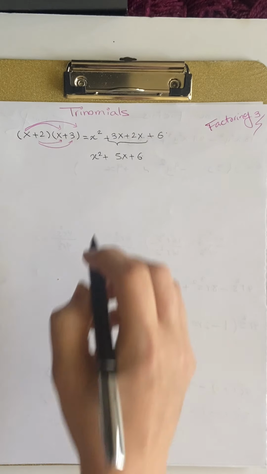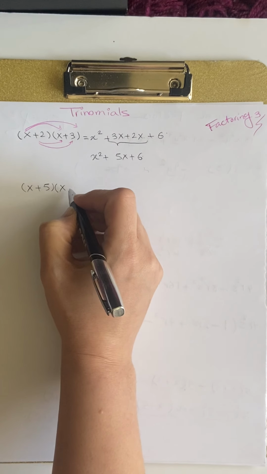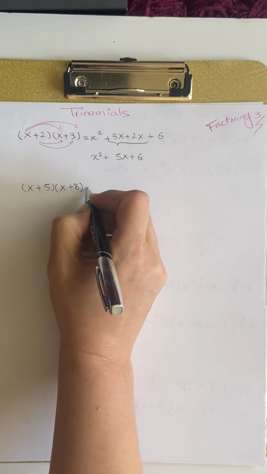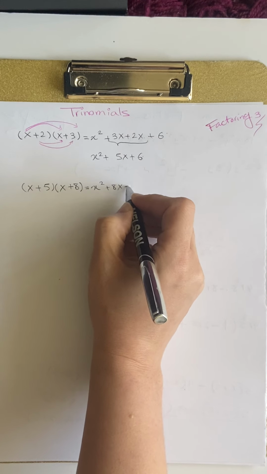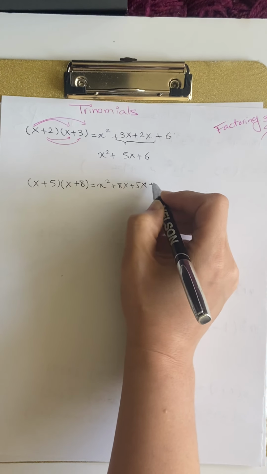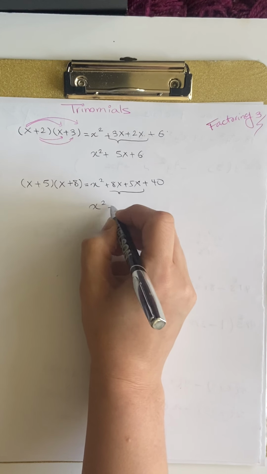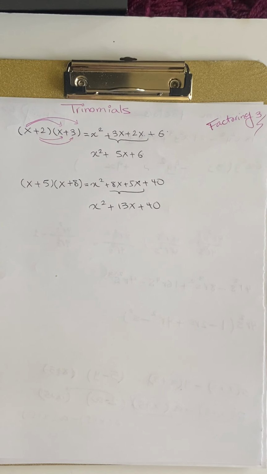Let's do one more. Would you do this one for me? X plus 5 times x plus 8. Again, we're going to get x² plus 8x plus 5x plus 40. And the like terms there, x² plus 13x plus 40. The result of the multiplication of two binomials, and the very basic ones, is a trinomial which looks like this.